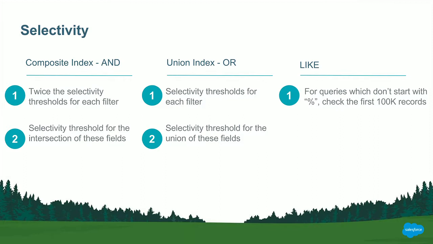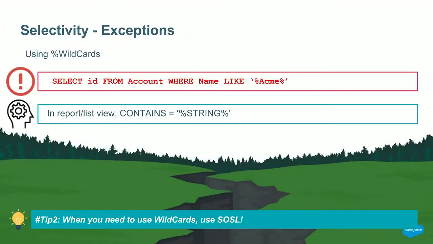And the like: the query optimizer checks the first 100,000 records and considers using that index as long as the comparing text or string is not starting with a wildcard. And retaking our ship analogy, that is the obstacle that could sink our query.